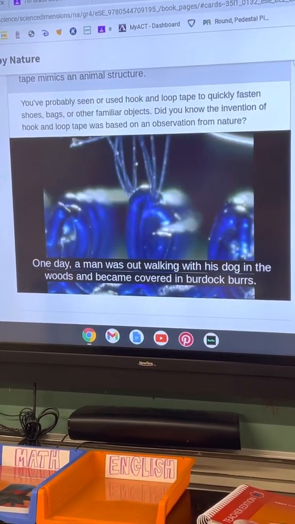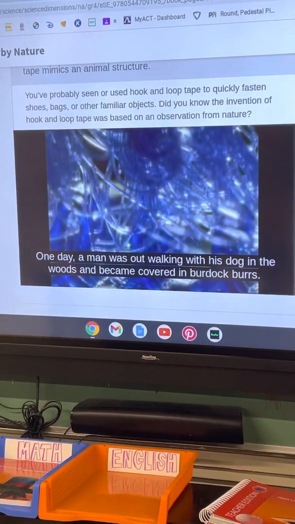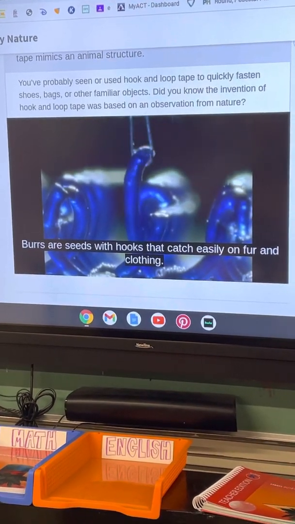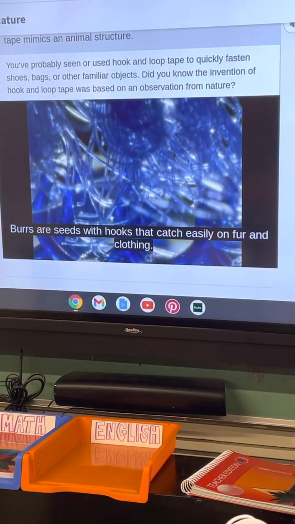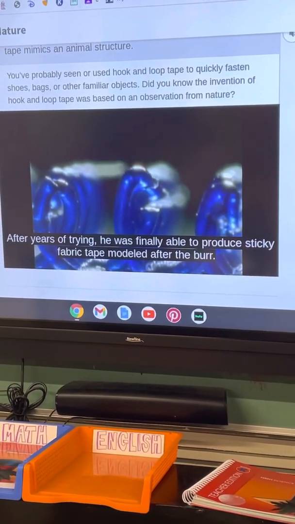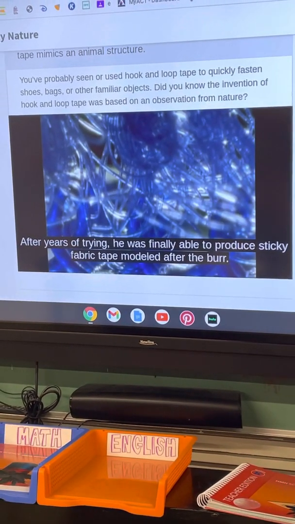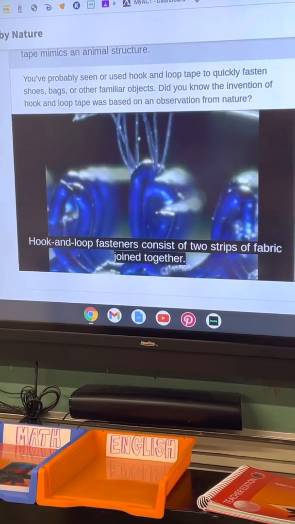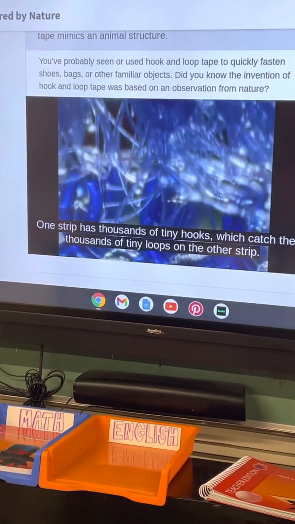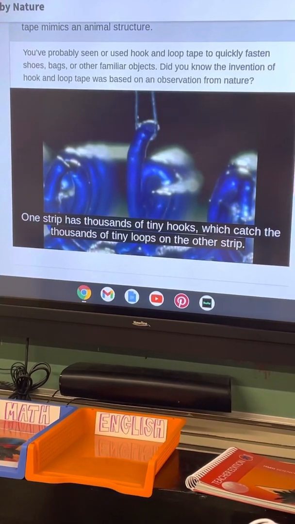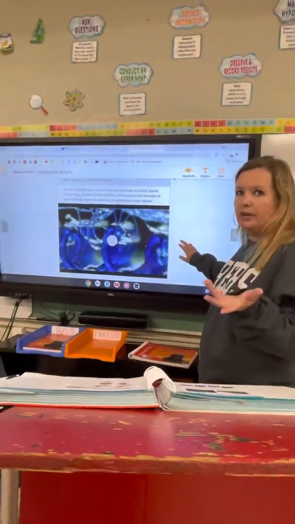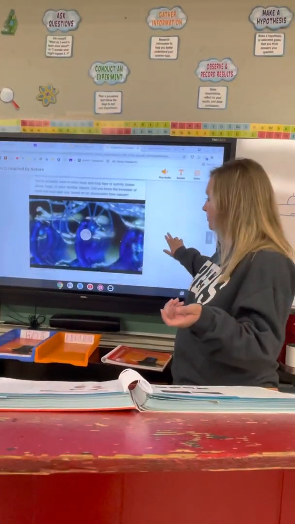One day, a man was out walking with his dog in the woods and became covered in burdock burrs. Burrs are seeds with hooks that catch easily on fur and clothing. The burrs gave the man an idea. After years of trying, he was finally able to produce sticky fabric tape modeled after the burr. Hook and loop fasteners consist of two strips of fabric joined together. One strip has thousands of tiny hooks, which catch the thousands of tiny loops on the other strip. Like cockleburrs that you find in the woods.